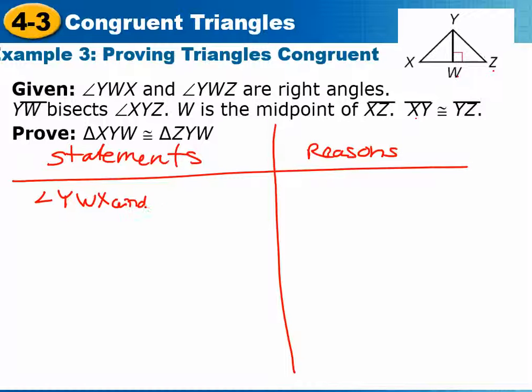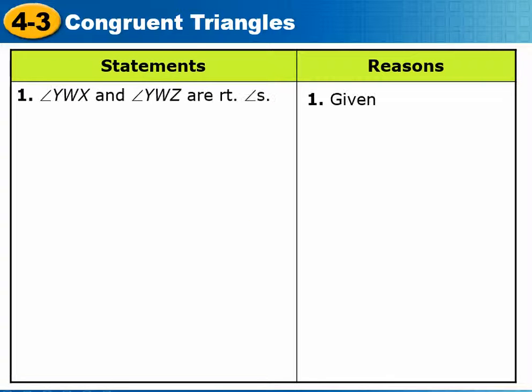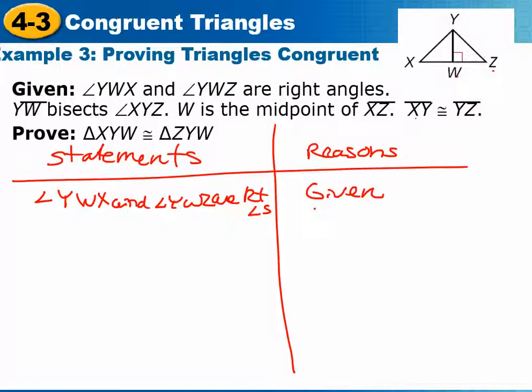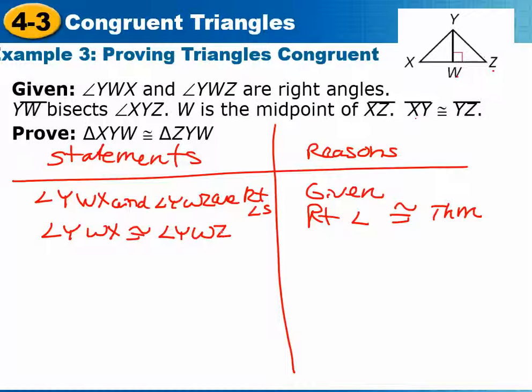Angle YWX and angle YWZ are right angles. Given. I gotta look up what it's called. Right angle congruence theorem. Okay, I forgot the exact name. The right angle congruence theorem says that they are equal to each other. They're congruent. All right angles are congruent to each other. So there I've got one angle congruent to one angle. Okay, 2 angles left and 3 sides left.